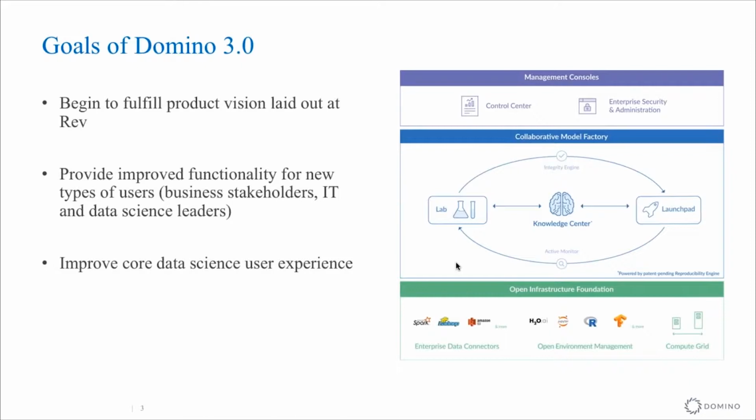With the release of Domino 3.0, we're taking a big step towards our vision laid out at Rev, our user conference earlier this year. Domino 3.0 adds features both for existing users and opens up the product to new stakeholders. In particular, we're focused on improving the day-to-day experience for existing users while also helping data scientists publish their work out to their consumers. We hope these features will help our users and our customers on their journey towards becoming a more model-driven organization. Without further ado, let's dive into what's new.